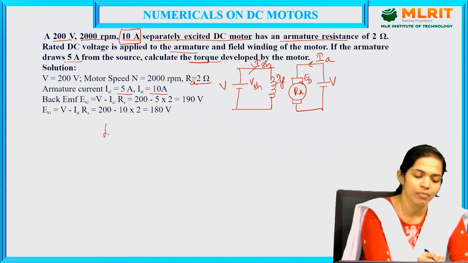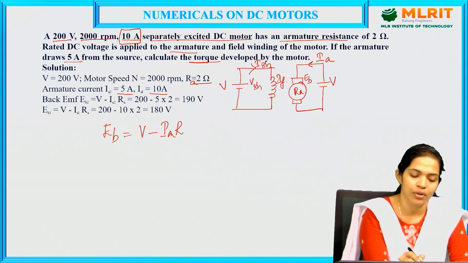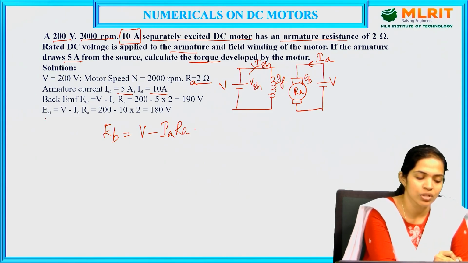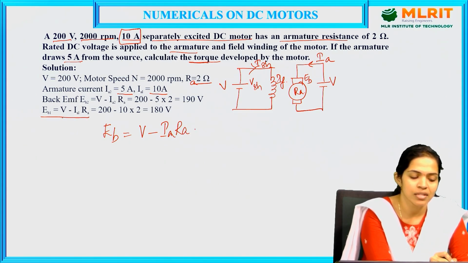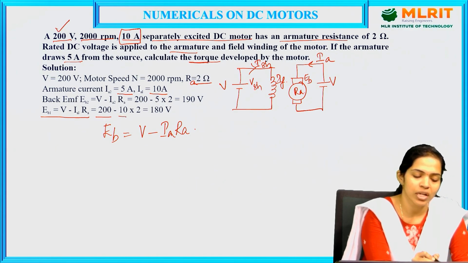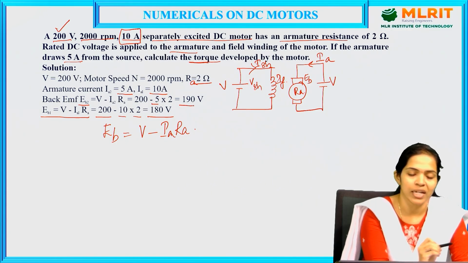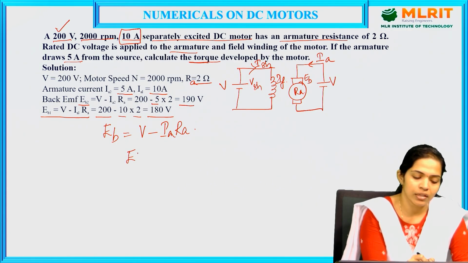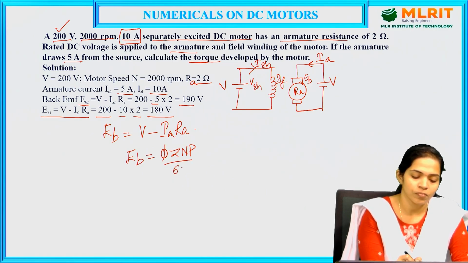We know that back EMF is the supply voltage minus the drop across the armature. Using this equation, we calculate the back EMF as V, the supply voltage of 200 volts, minus the armature current of 10 amperes multiplied by the armature resistance, and we get 180 volts. Similarly, the back EMF when the current is 5 amperes is 190 volts. We know that EB = PZNΦ/60A, so EB is directly proportional to the speed.